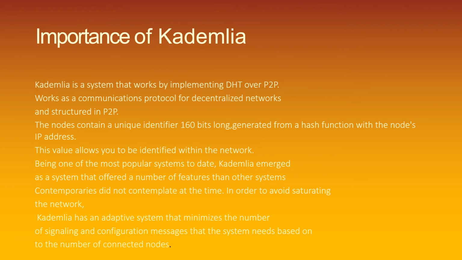Coming to the importance of Kademlia, it's a system that works by implementing a DHT over P2P. It works as a communication protocol for decentralized and structured P2P networks. The nodes contain a unique 160-bit identifier generated from a hash function with the node's IP address. Being one of the most popular systems today, it offered a number of features that other contemporary systems did not contemplate at the time. In order to avoid saturating the network, Kademlia has an adaptive system that minimizes the number of signaling and configuration messages the system needs, based on the number of connected nodes.